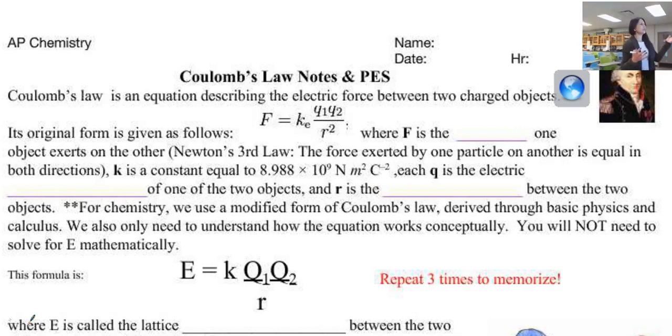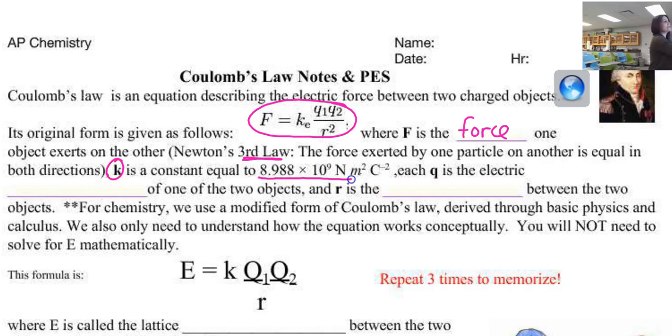So in the original form, it is F equals K Q1 Q2 over R squared, where F is simply the force that an object exerts on something else. And Newton's third law simply states the force exerted by one particle on another is equal in both directions. K is simply a constant, and that's equal to 9 times 10 to the 9th newtons times meter squared per coulomb squared. Again, that's the notation that they use on the AP.